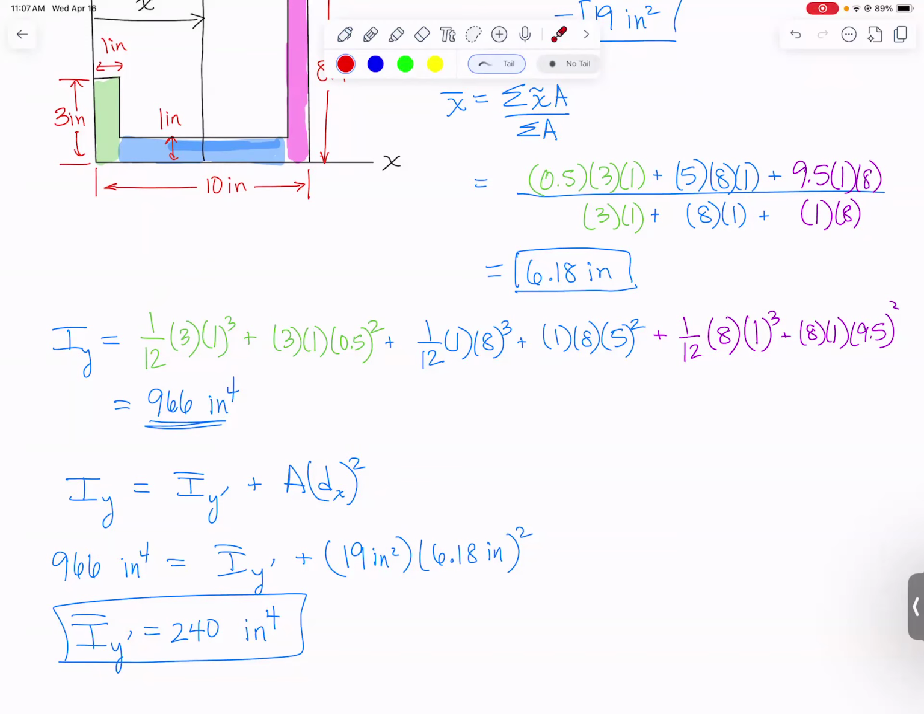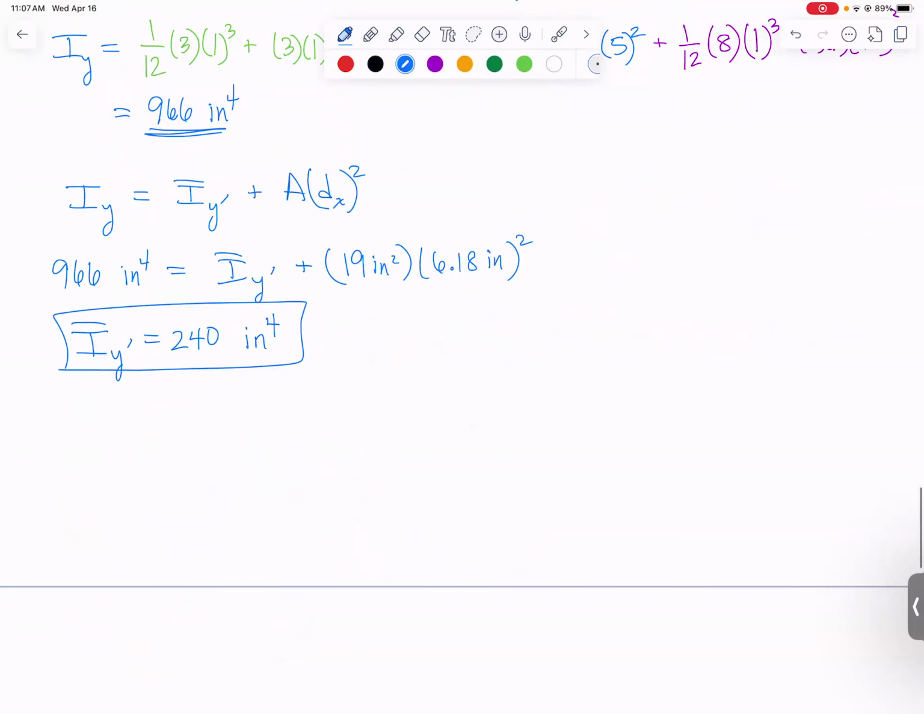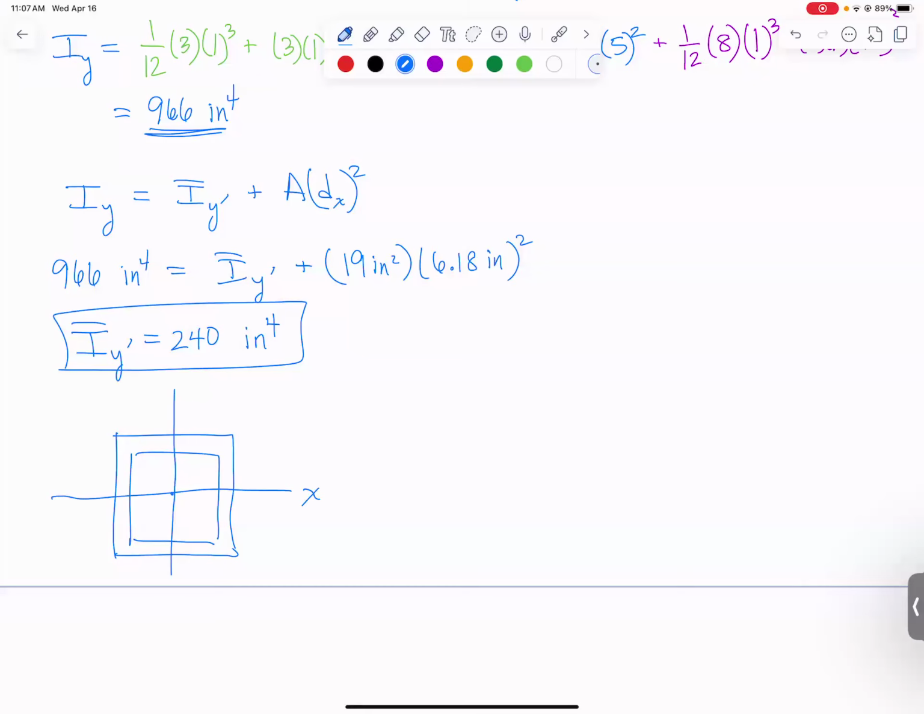So you just look up for whatever shape it is. What is that moment of inertia? Look for the simplest thing possible. Let me give you an example. If I have a shape that is a square with a square hole in the middle, well, the centroid is in the middle. So there is my x and my y axis. There are several ways to solve this problem, okay?